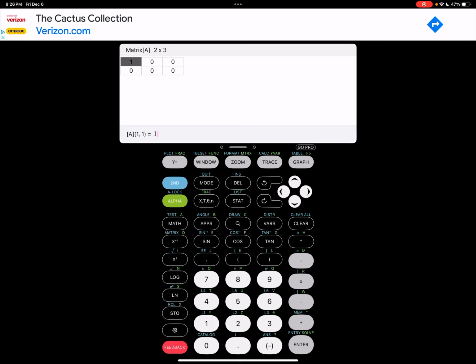Every time you put a number in, you have to hit enter. Then I put another 2, enter. 5, enter. I have my first row. It will not go to the second row until you put in the entire row.